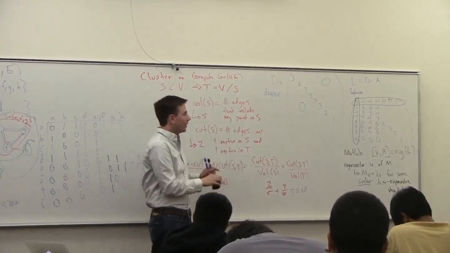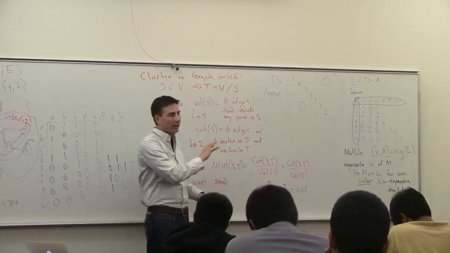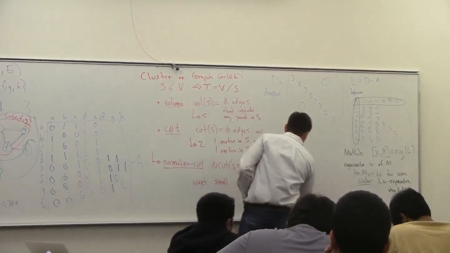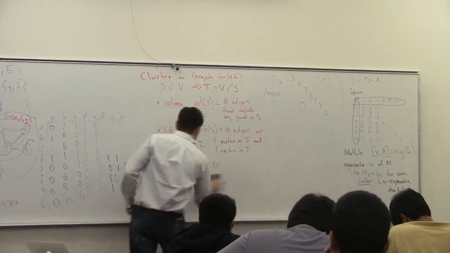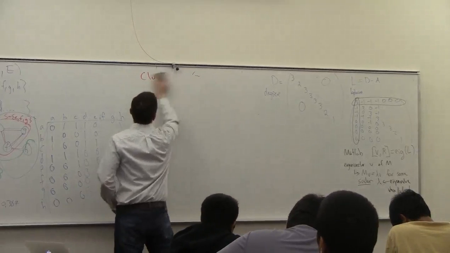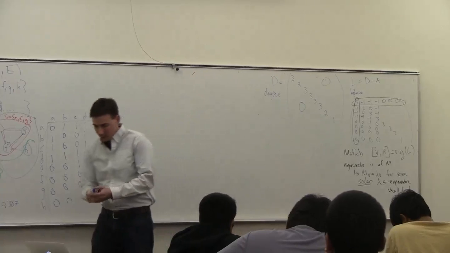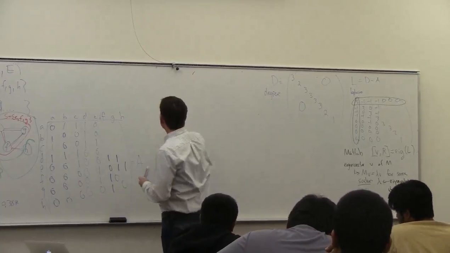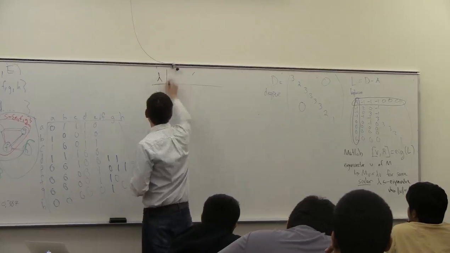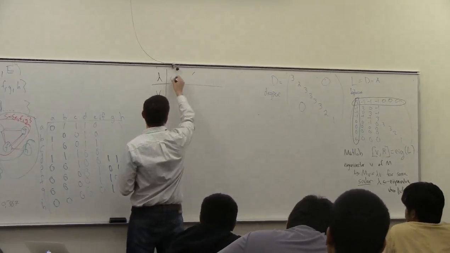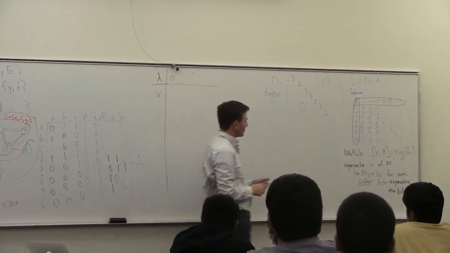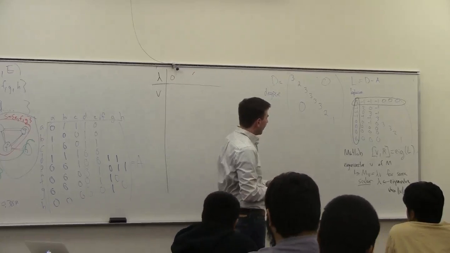So the next thing I'm going to do is write down at least some of the eigenvalues and eigenvectors, and we'll look at some of these properties. Right, so if you look at the eigenvalues, the first eigenvalue is going to be zero.